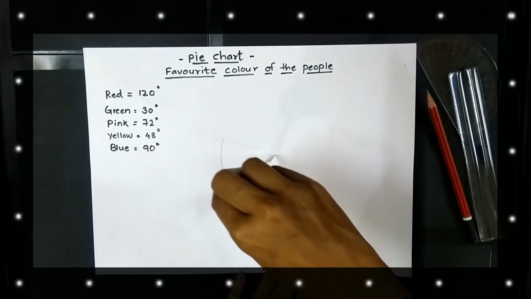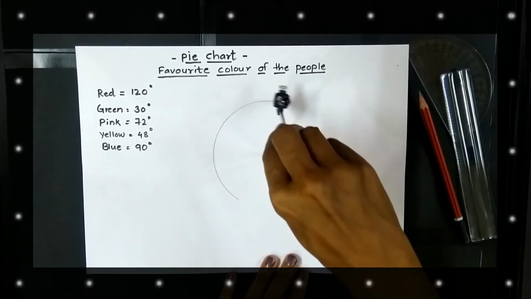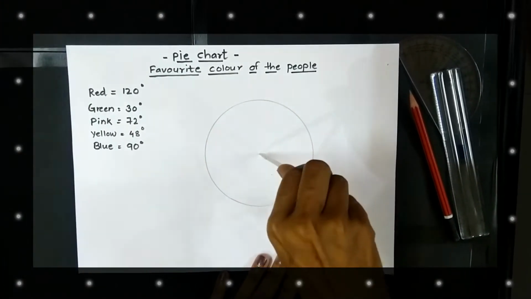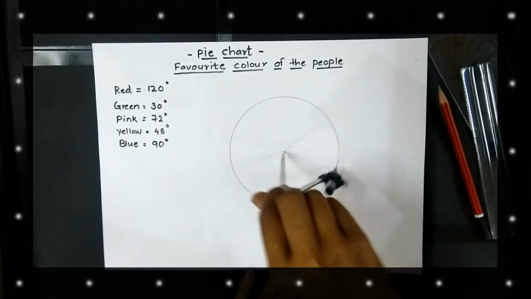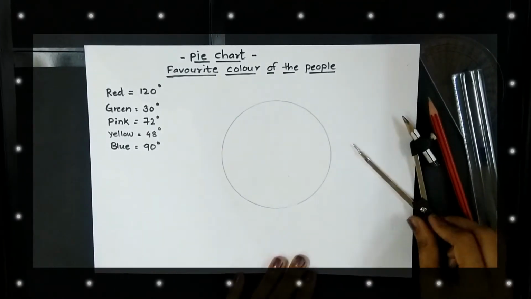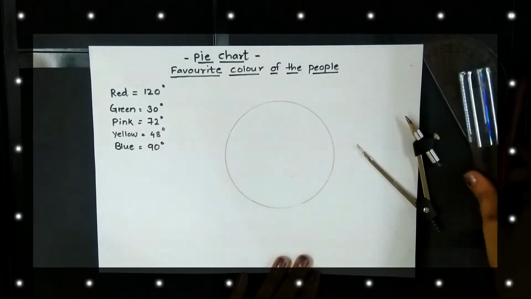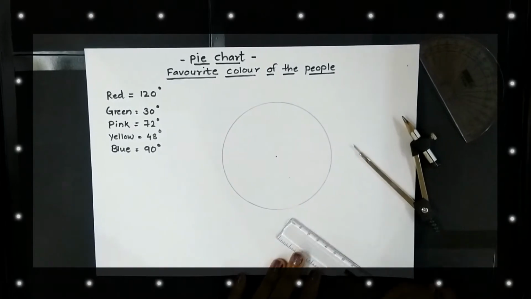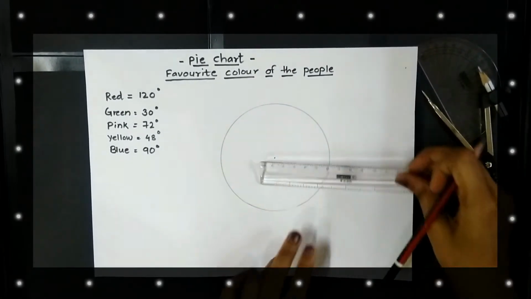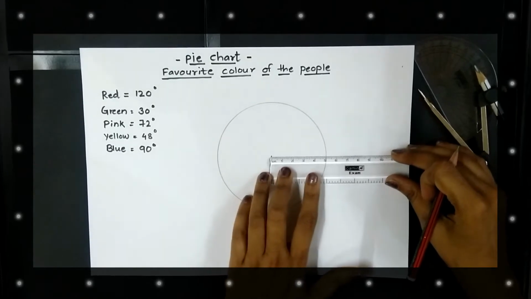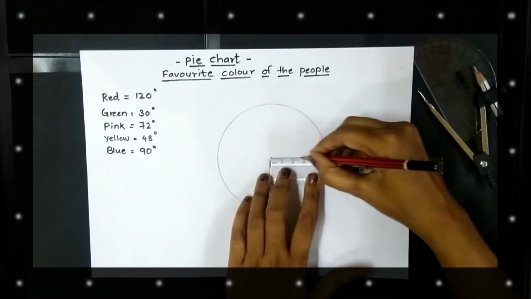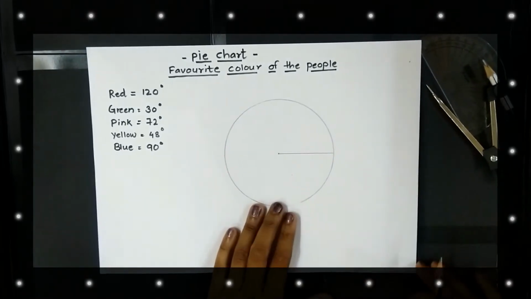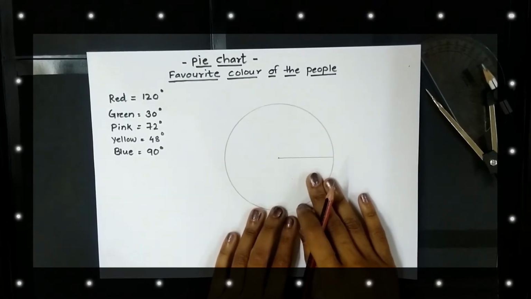You have to hold the compass very firmly, and in one go you have to complete your circle. Make sure while you are making your circle you do not overlap any of the arcs, so that it's a fine circle. After we have found the circle, we have to just highlight this center point a little bit, and then draw any line as a radius of the circle. This radius line we are going to take as the base of construction of our pie chart.